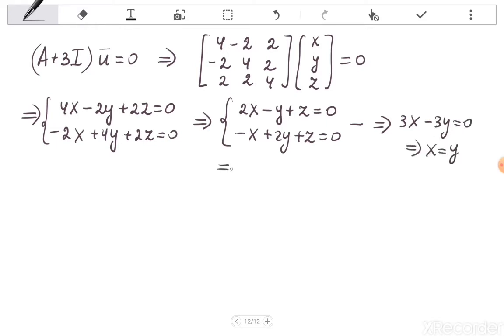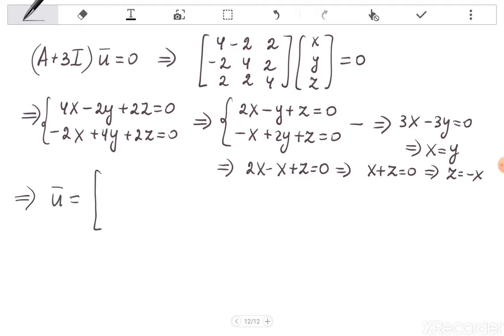And 2x minus x plus z is 0. So x plus z is 0. So z is minus x, right? So we can write the eigenvector corresponding to the third eigenvalue. Let's take x to be s, then y is also s, and z is minus s. So the third family of eigenvectors is this family here.